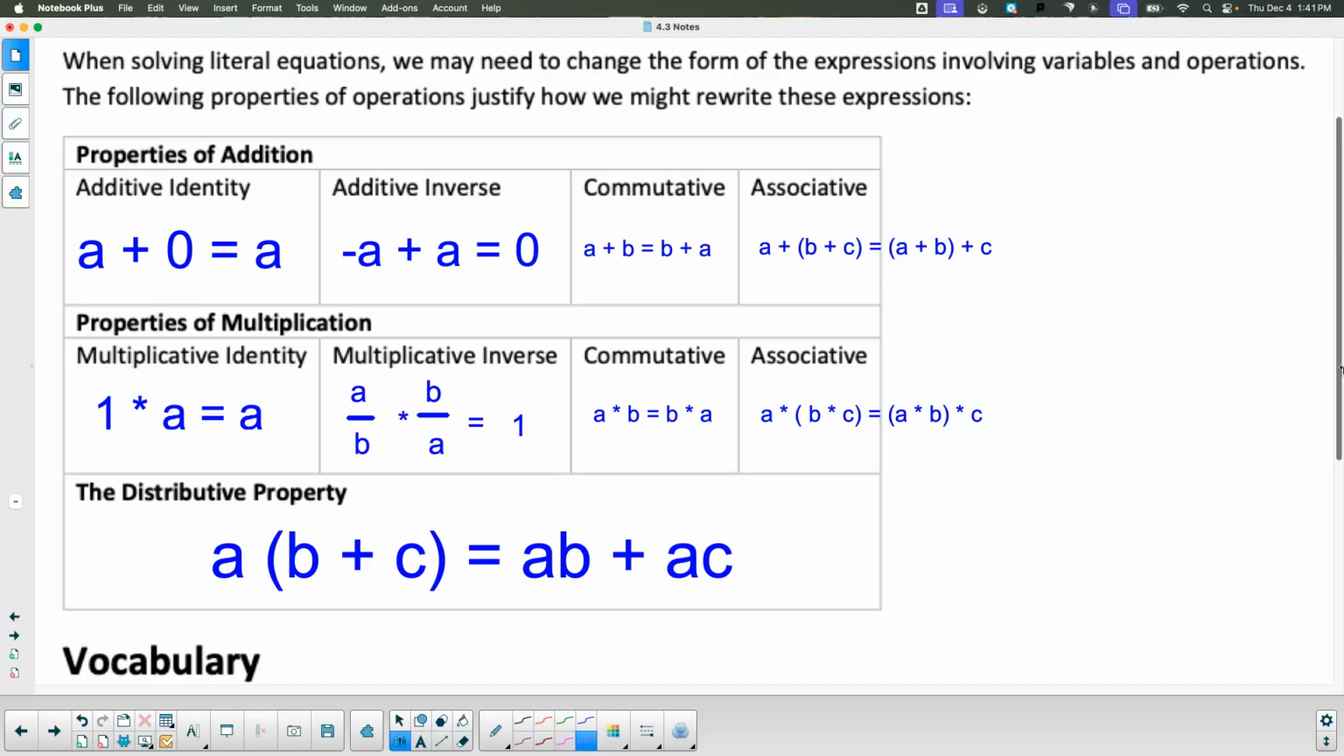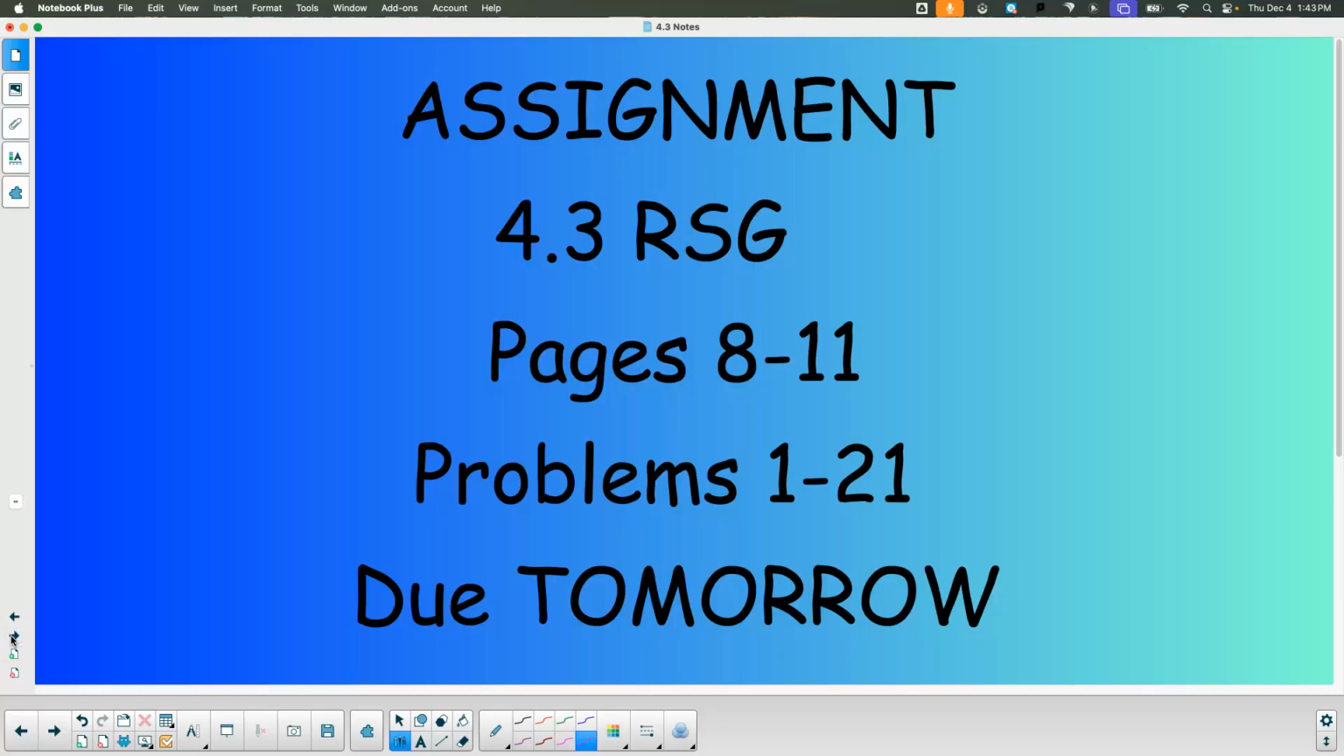I don't necessarily care that you know the names of these all, with the exception of the distributive property, because you're going to use the distributive property a lot in the next 4 years. Okay? Give you a couple of minutes to write this down. So your homework this evening is pages 8 through 11 in the blue packet, numbers 1 through 21.